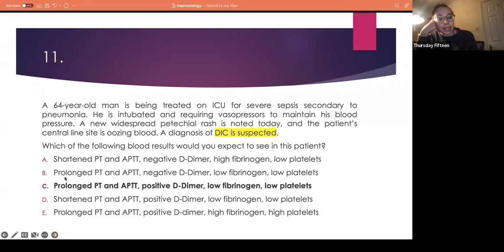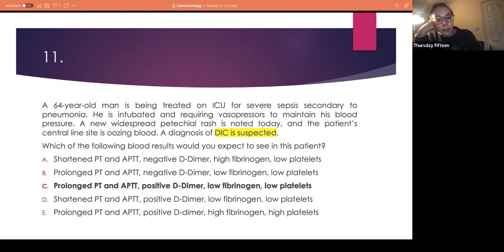So A and D are incorrect. And then so that leaves B, C, or E. Is it a positive or a negative D dimer essentially? High fibrin degradation products will be seen in DIC because you've got more clots being formed, so more are being broken down. So you'll have positive D dimers. So that leaves C and E.